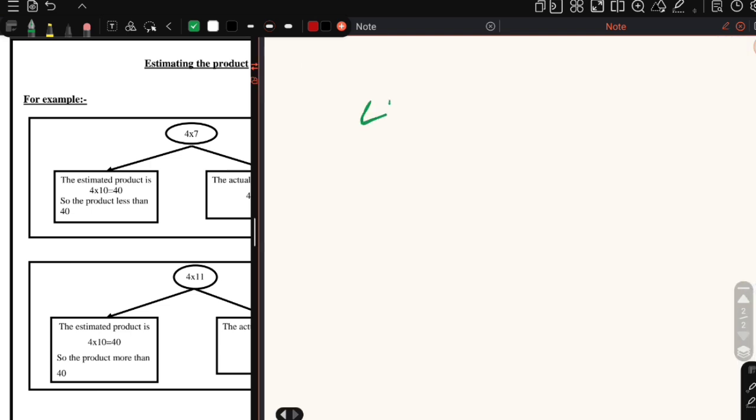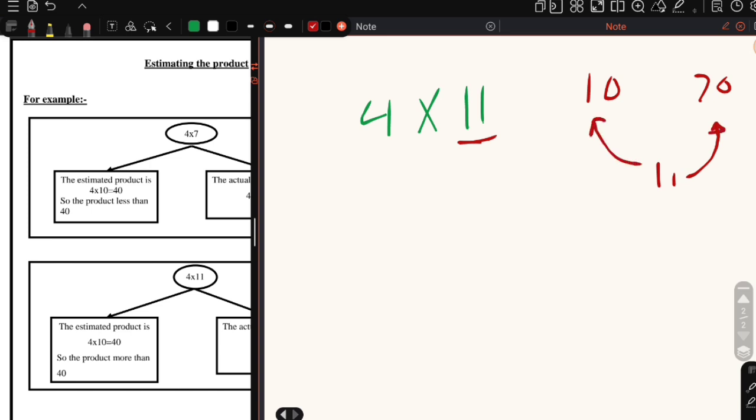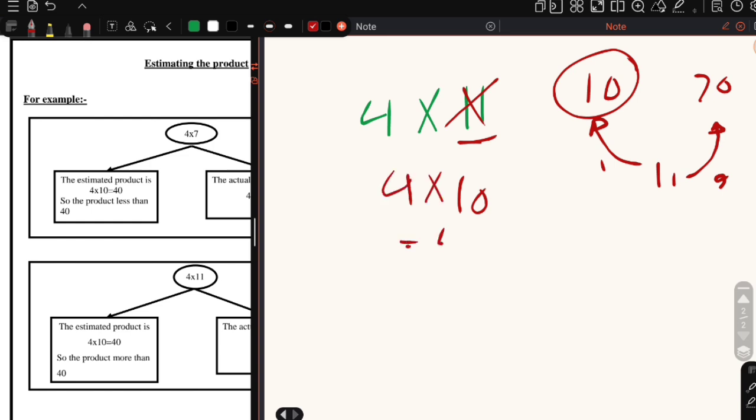Another example, if we have 4 times 11. Okay. If we look at the greater number 11, which is it closer to? Between two numbers, 10 or 20. And if we count the steps from 11 to 20 and from 10 to 11, I will see one step here and here I have 9. So it's closer to what? It's closer exactly to 10. So I will replace 11 by 10. Okay, 10 times 4 will be 40.